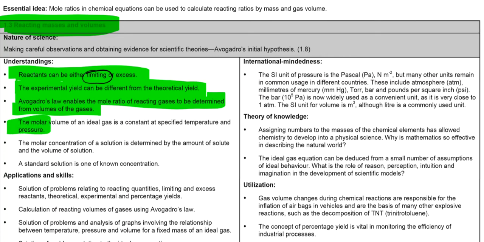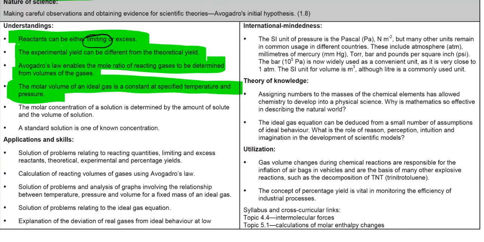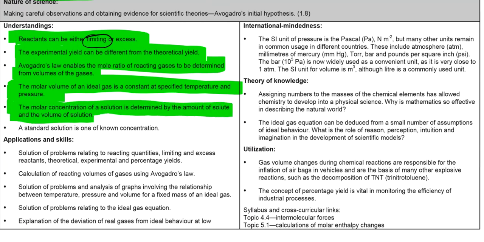Molar volume of an ideal gas is a constant at specified temperature and pressure. That's what I said earlier about Avogadro's law, just a different way of stating it. The mole concentration of a solution is determined by the amount of solute and the volume of solution. So concentration equals moles over volume. You express it like 0.1 moles per cubic decimeter. Notice how the units match up: decimeter cubed for volume and moles for number of moles.